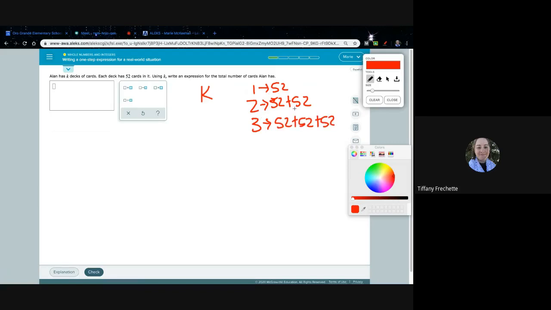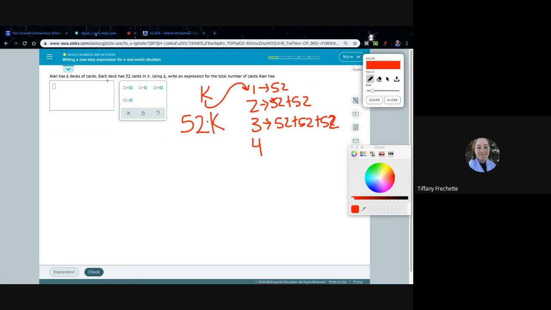So we can see there's a pattern here. Each time I add a deck, I add a 52 to my list. So I started with 1 deck, I have 1 52. 2 decks, I have 2 52s. 3 decks, I have 3 52s. So this K is actually the number of decks here. 1, 2, 3, 4. I can change it depending on how many he has. But the 52 doesn't change. We'll have 52 for every single deck. So the way we write this is 52, and then each deck has 52.